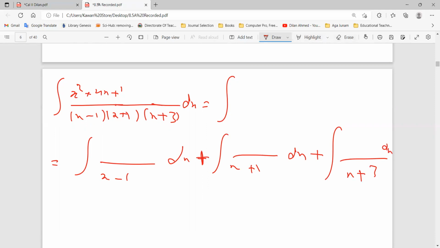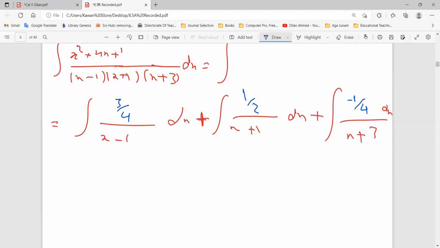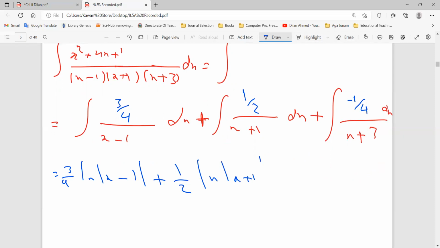Okay. A, what was it? A was 3 over 4. B was 1 over 2. C was minus 1 over 4. Now, this integral is direct. Why? 3 over 4 ln of x minus 1, plus 1 over 2 ln of x plus 1, am I right? Minus 1 over 4 ln of x plus 3, plus C.